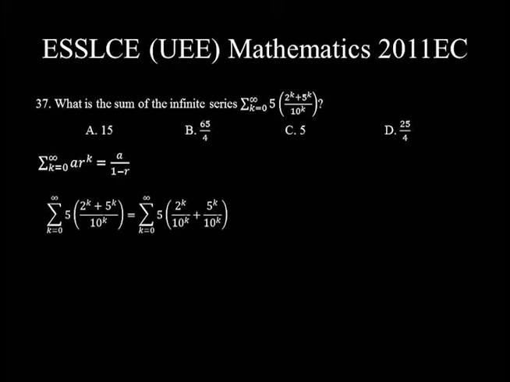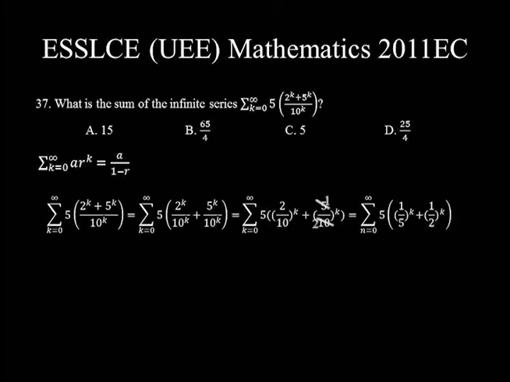which is equal to summation of 5 times 2 to the power of k divided by 10 to the power of k means 2 divided by 10, the whole power of k, plus 5 to the power of k divided by 10 to the power of k means 5 over 10 to the power of k, k ranging from 0 up to infinity, which is equal to summation of 5 times 1 over 5 to the power of k, plus 5 times 1 over 2 to the power of k, k ranging from 0 up to infinity.